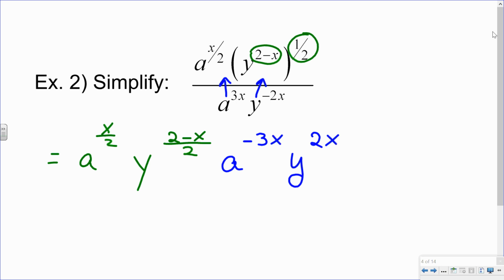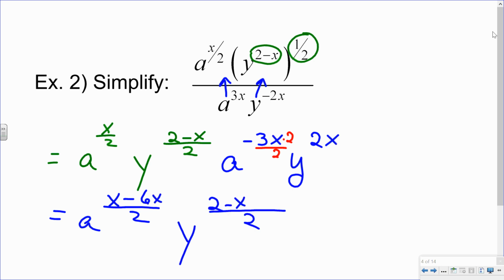Then just like we did before, we need to get the a's together and the y's together. We're going to have common denominators to do that. So for the a's, I've got x over 2. So I need this one to be multiplied by 2 over 2. So I end up with a to the x over 2 minus 6x over 2. So I'm going to have some x's I can put together before I'm finished. Y to the 2 minus x over 2, and common denominator again, if I multiply this by 2 over 2, I have plus 4x also over that 2.